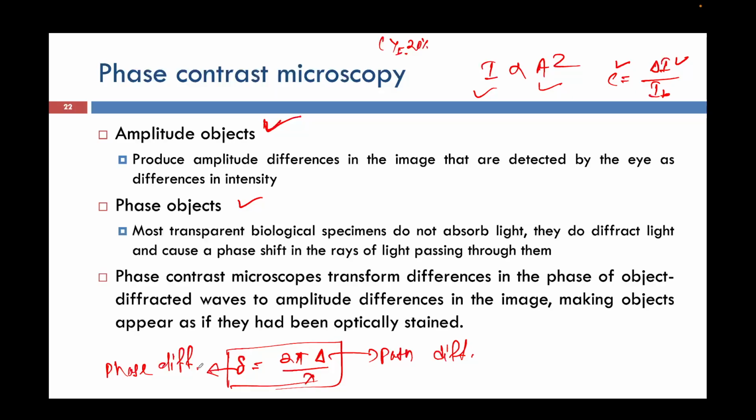Since the phase change is getting converted to an amplitude change, once the amplitude changes, the intensity will change. Once the intensity changes, the contrast will change, and once the contrast changes, then we will be able to see.